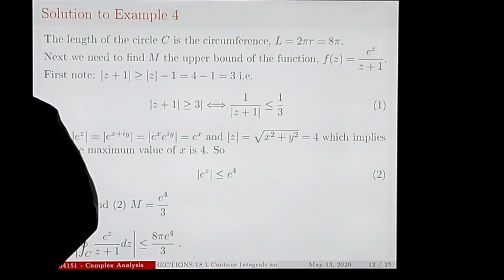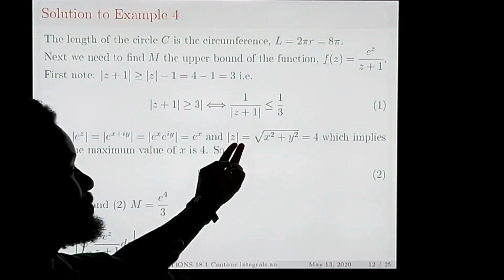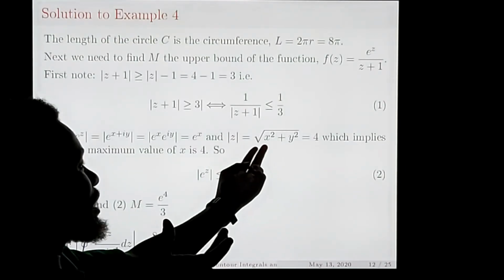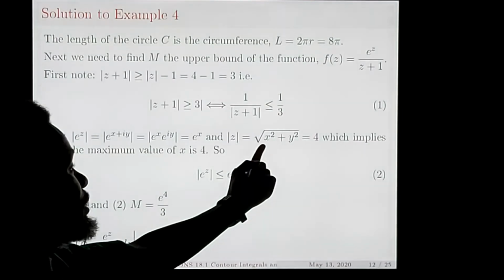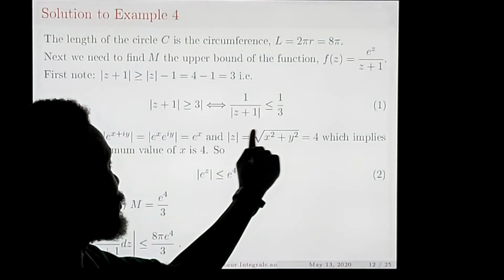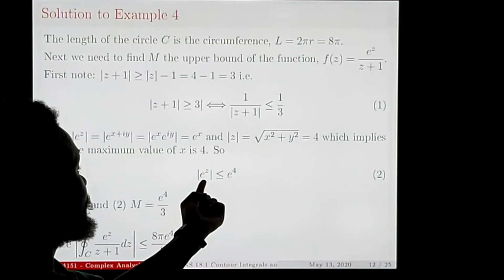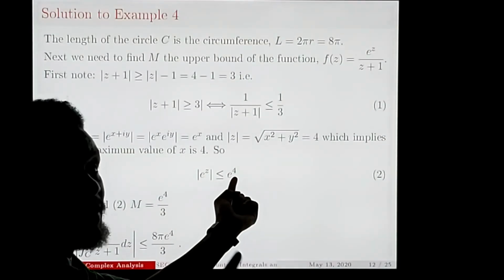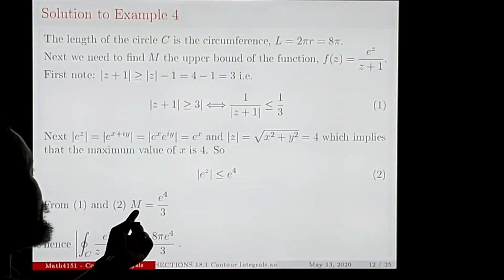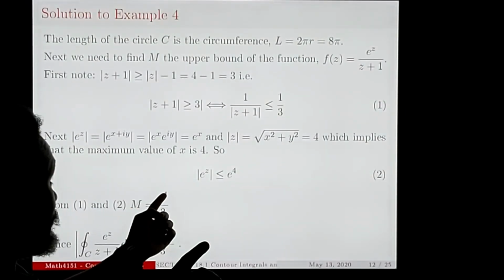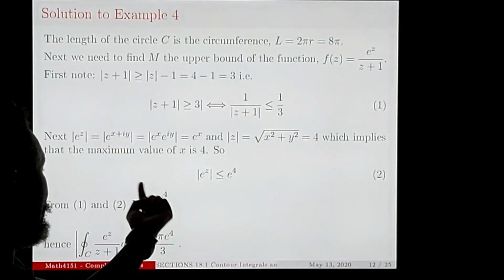Okay? And now, the circle, I just wanted to show you how the circle looks. This is a circle. Which means the maximum value of x will be when y is 0, so it will be 4. So that means e raised to z, which is e raised to x, will be at most e raised to power 4. So that means we found M. Our M is e raised to power 4 for the numerator, and for the denominator 1 over 3. So this is our M.